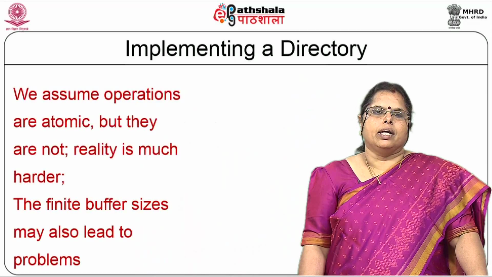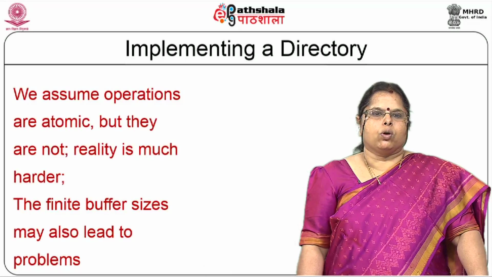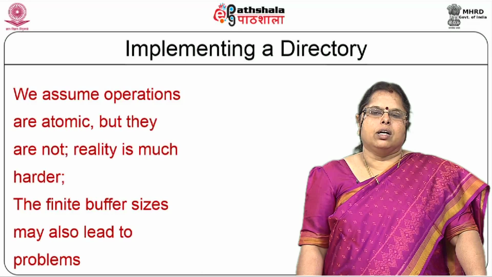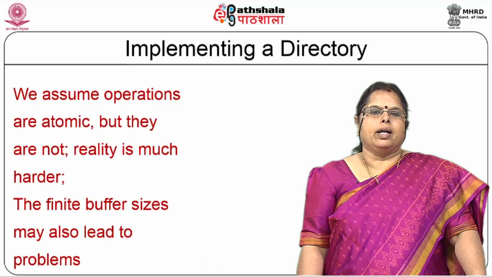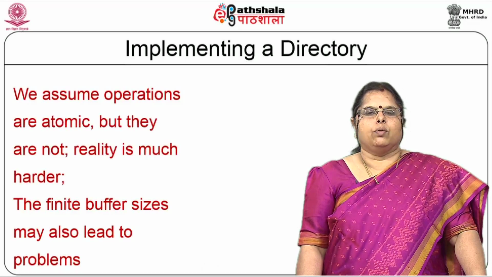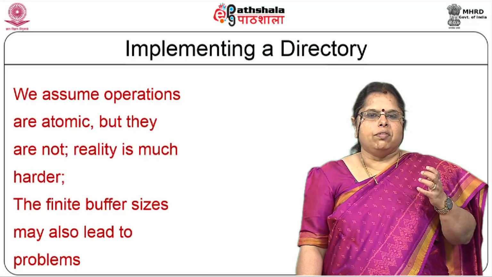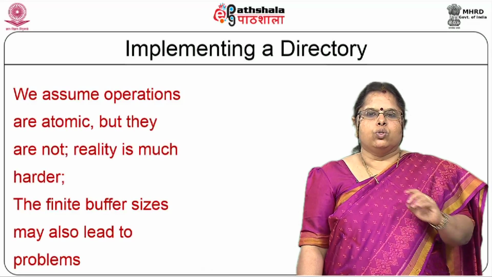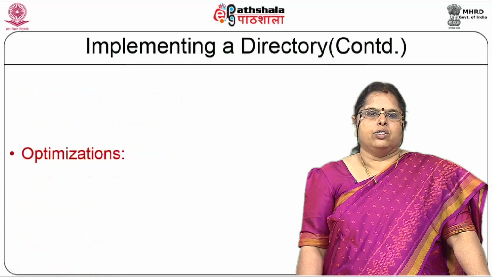Now, implementation issues associated with a directory based protocol. We again assume that operations are atomic, but they really are not atomic in reality, and they are much harder to implement. That is one problem. The second problem is the finite buffer sizes, because you are going to have a lot of messages being transmitted and you have a finite buffer. So, this finite buffer size will also lead to problems. When you are implementing a directory based protocol, you will have to take care of these issues.